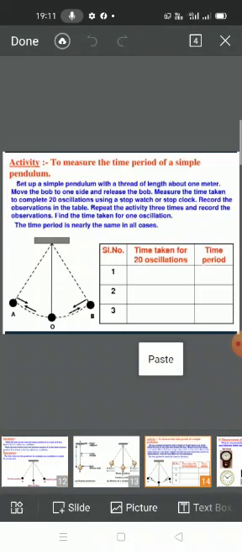If a simple pendulum, for example, takes 32 seconds to complete 20 oscillations, that means we have to divide 32 by 20. You will get the answer in seconds, that is 1.6 seconds. You have to put in the formula: total time taken is 32 seconds, divided by the number of oscillations, that is 20. When you divide 32 by 20, you will get the answer in seconds, that is 1.6 seconds. That is how we can calculate the time period of a simple pendulum.